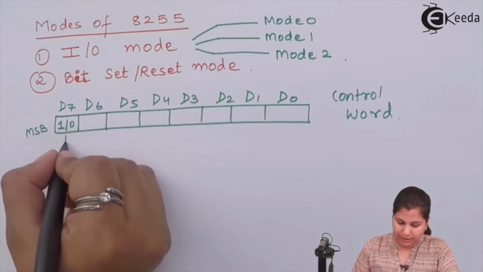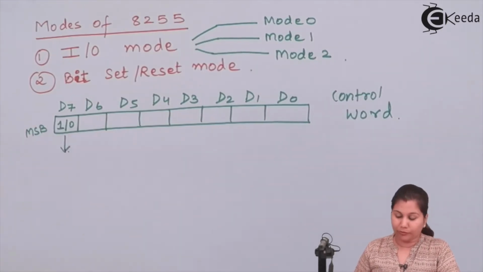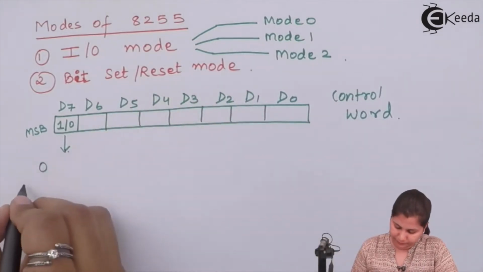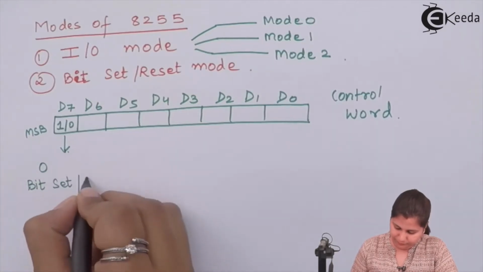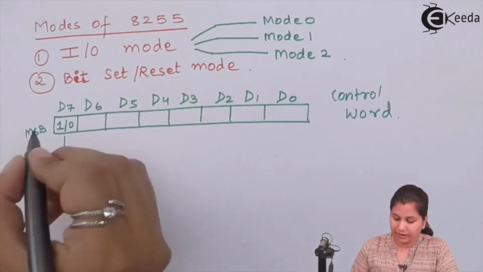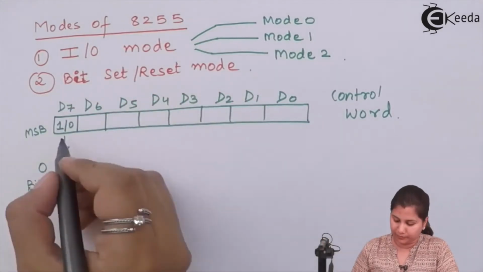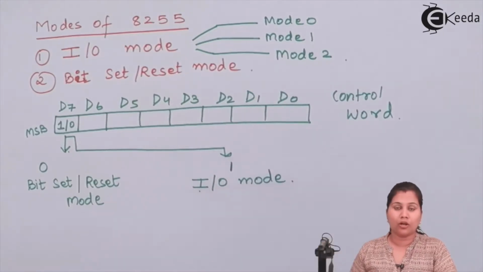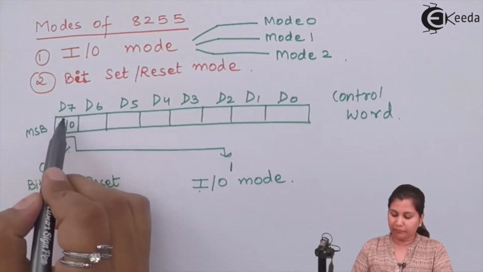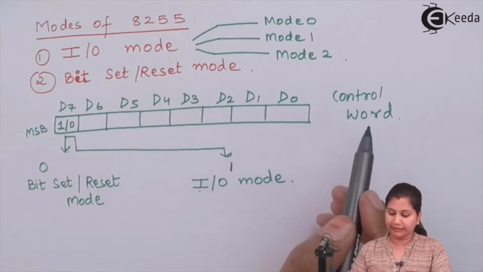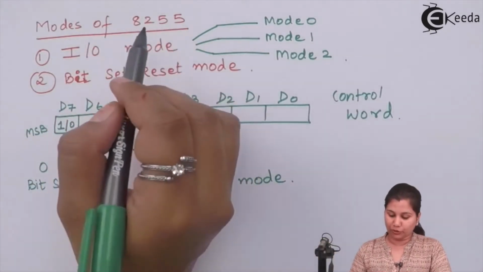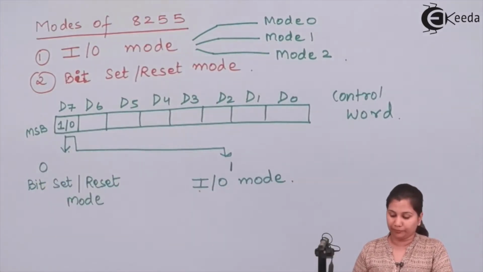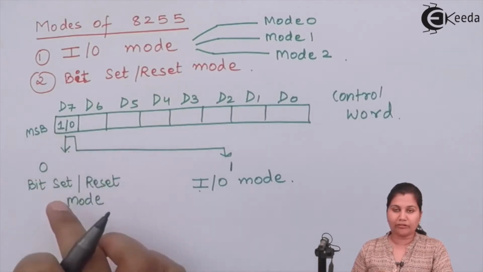Now when this bit is 0, then bit set reset mode will work. And when this bit is 1, then input output mode will work. So you can see that this most significant bit of the control word decides whether the 8255 is going to work in the bit set reset mode or in the input output mode. So now let us come to the bit set reset mode.